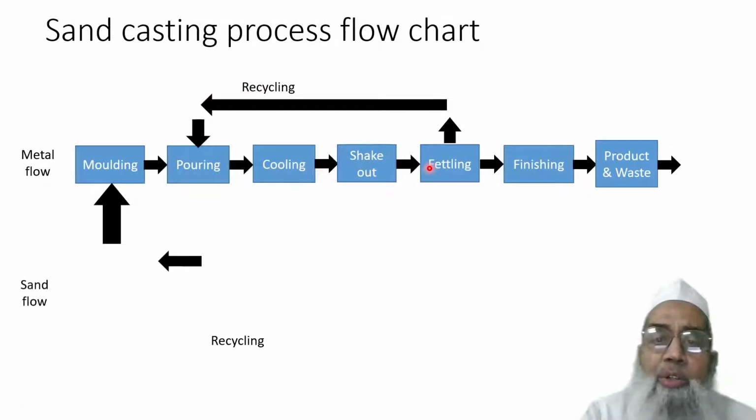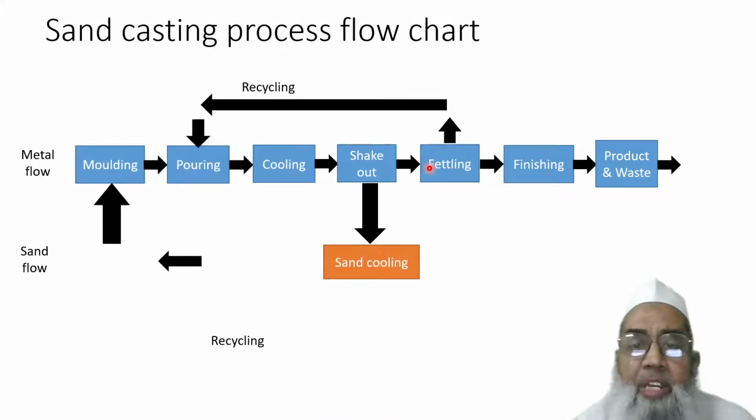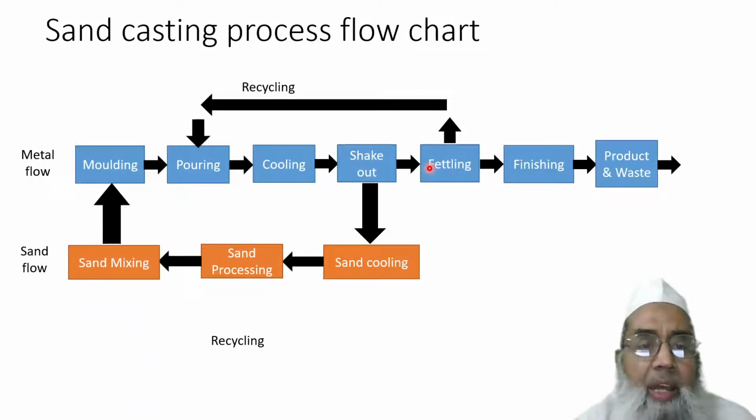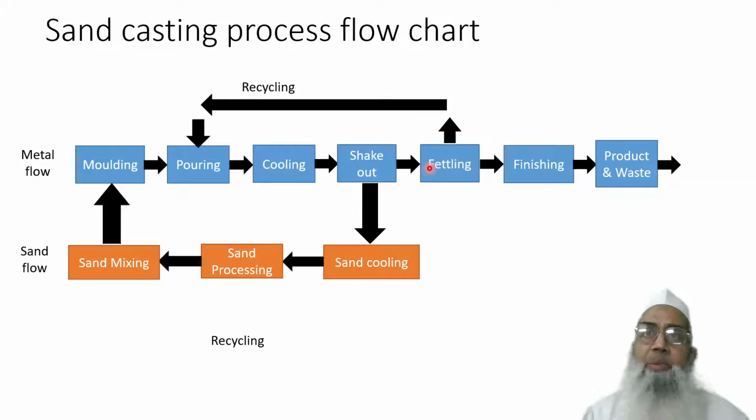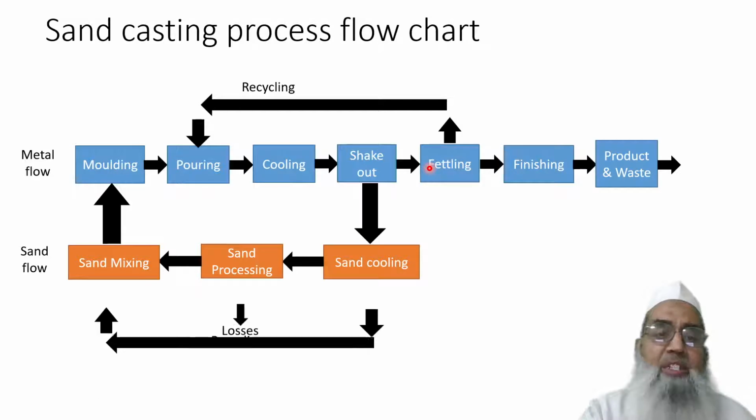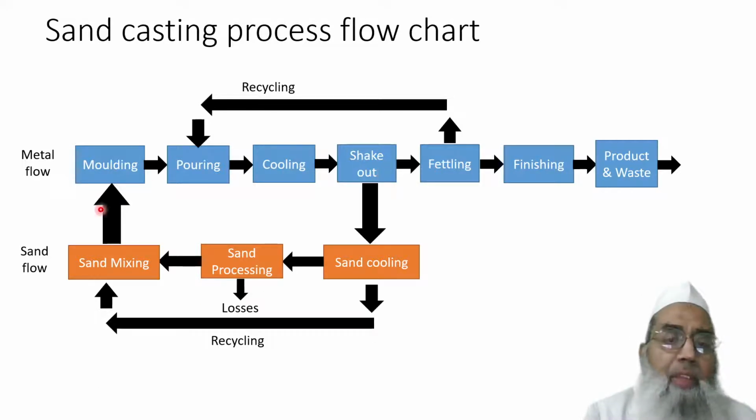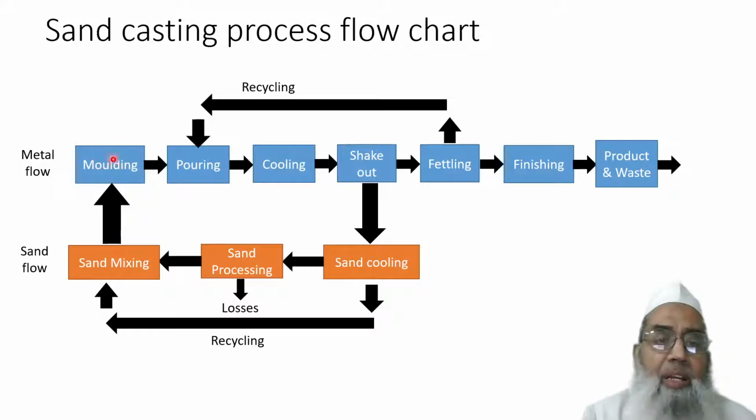Similarly, if we look at the flow of the sand, it can be given by this figure. Shakeout gives the product, and the sand is allowed to cool, and then it is processed so that it becomes moldable, and then sand is mixed. If there is a loss of sand, the undesired sand is replaced, and then they are mixed, and then the molding is to be done. And this is how the recycling of the sand takes place.